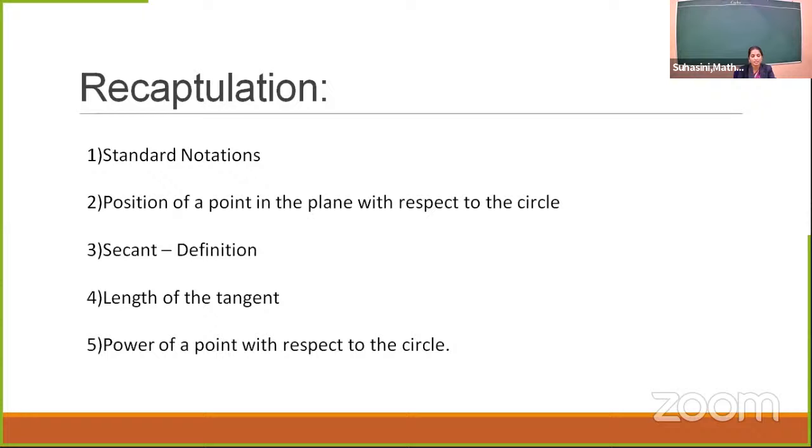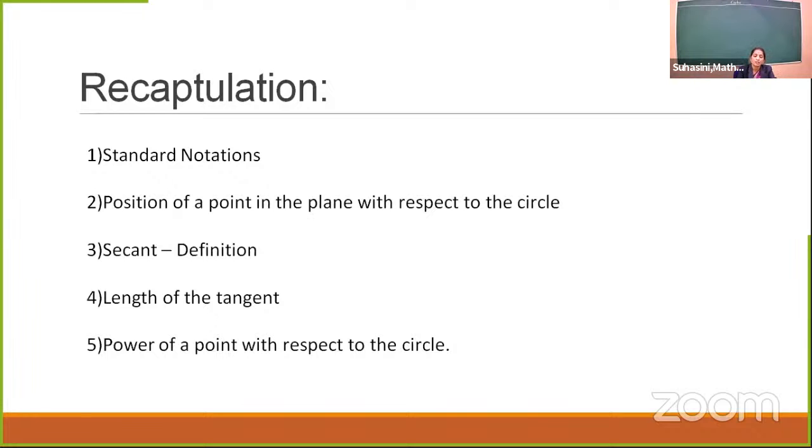We also discussed the secant definition. We have seen the animation: if a line meets the circle in 2 points, then it is called a secant. In those 2 points, if one approaches the other along the path of the circle, then the secant will become a tangent. The limiting position of the secant is a tangent when the second point approaches the first point along the path of the circular curve.